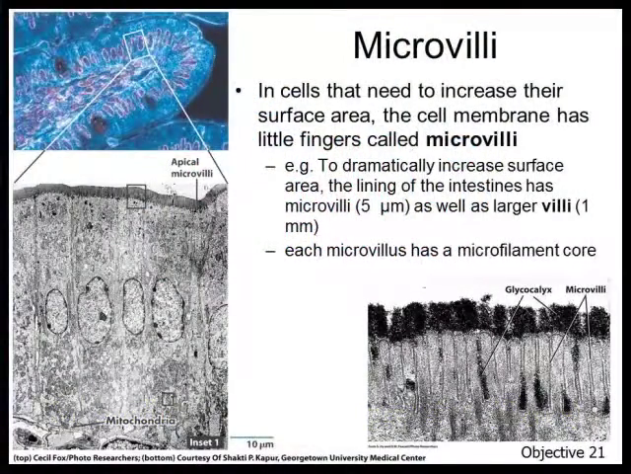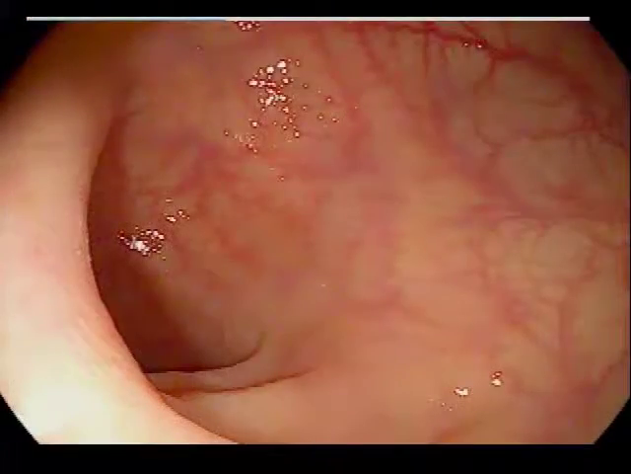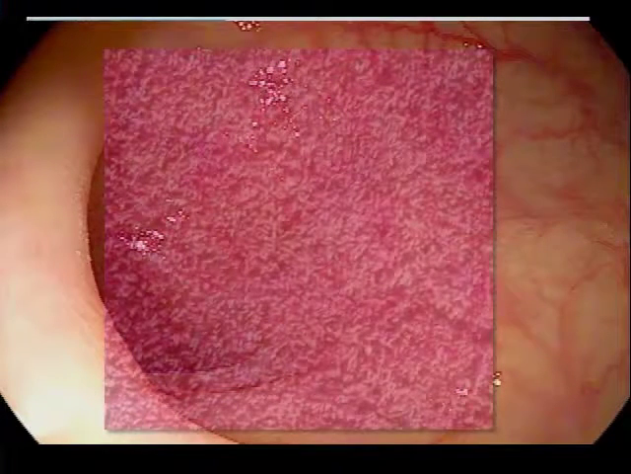A structure which has cytoskeleton at its core are what are called microvilli. In the intestines, there are villi, and the name means little fingers. So there are villi that are about 1 millimeter long. They're what give the intestines, if you look at the inside surface of the intestine, what we call the luminal surface, a velvety or shag carpet kind of appearance.